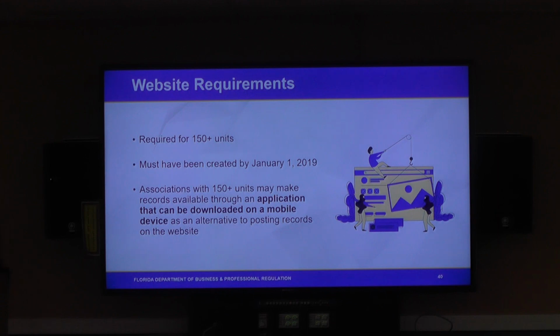Okay, website requirements. Like I said, right now it requires 150 units plus. You said you're going to change it to 25? Yes, that's what's written, but it's not set in stone. Don't tell anybody that we said that, because it's not officially in law yet.